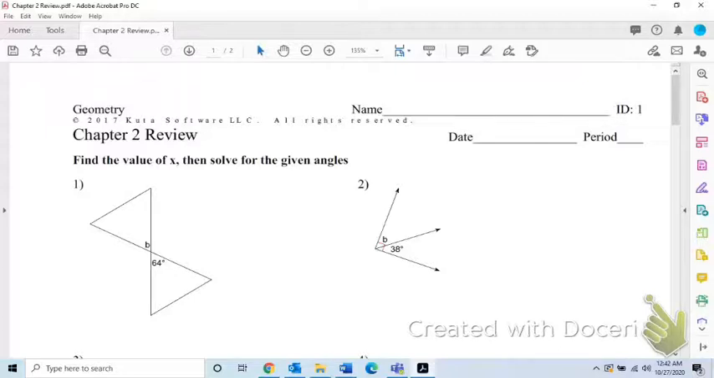So what we want to do is identify whether or not there are any vertical angles, and here there are.